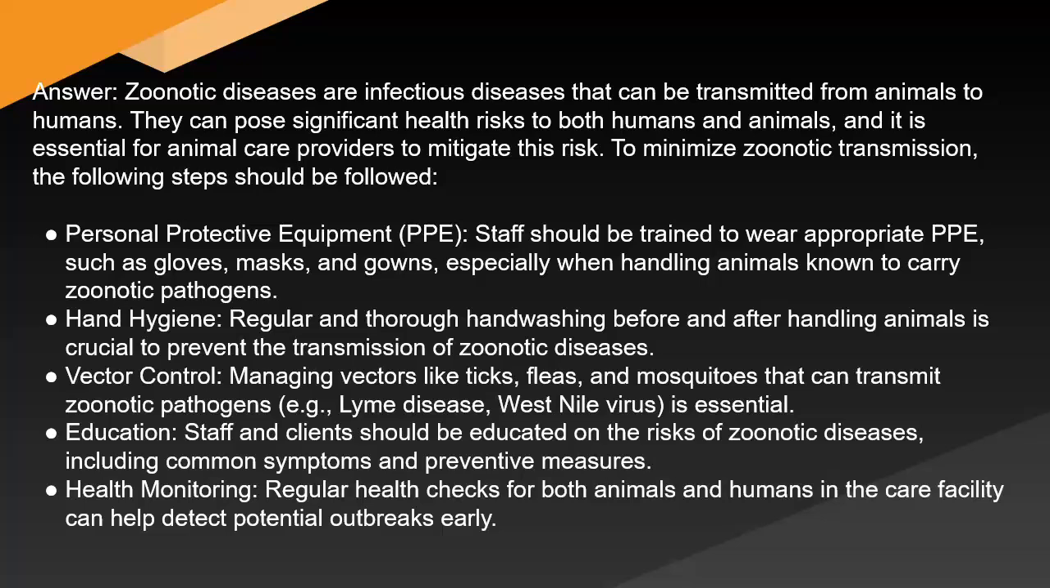Hand hygiene: regular and thorough hand washing before and after handling animals is crucial to prevent the transmission of zoonotic diseases. Vector control: managing vectors like ticks, fleas, and mosquitoes that can transmit zoonotic pathogens, e.g., Lyme disease, West Nile virus, is essential. Education: staff and clients should be educated on the risks of zoonotic diseases, including common symptoms and preventive measures. Health monitoring: regular health checks for both animals and humans in the care facility can help detect potential outbreaks early.